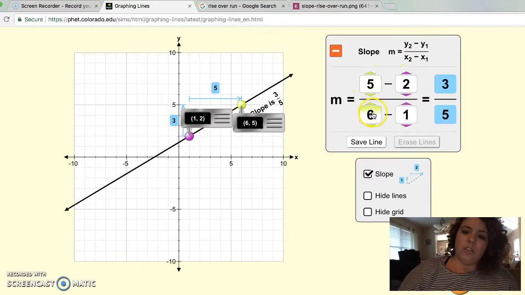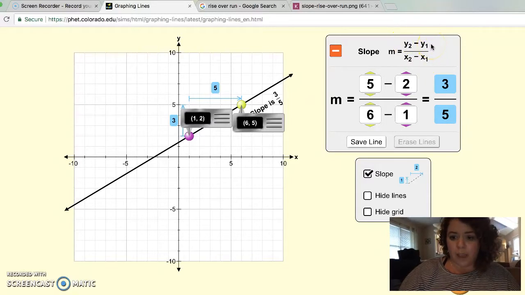The key thing to do when we do that, the reason why we have y2 minus y1 and x2 minus x1, is because we want to make sure that we are using the same point first and the same point second in both our rise calculation and our run calculation. So my green coordinates first, subtracting my pink coordinates from that.